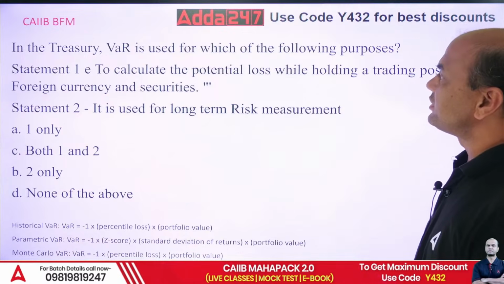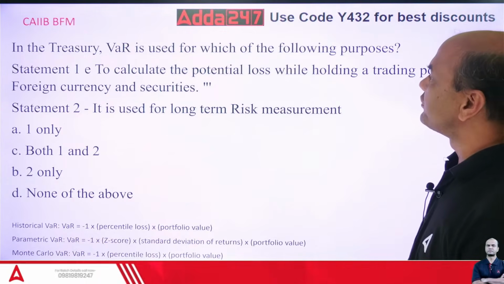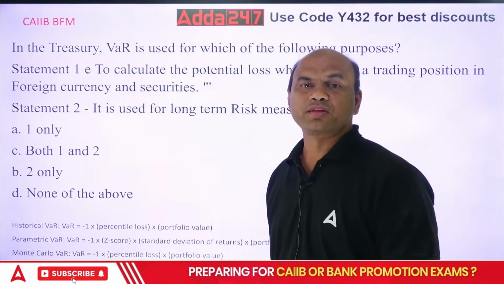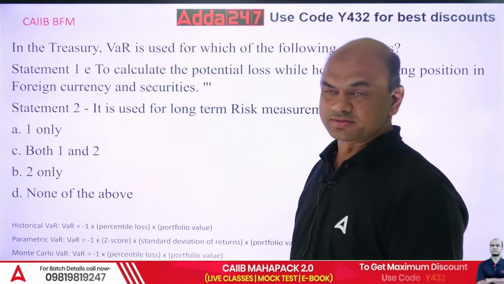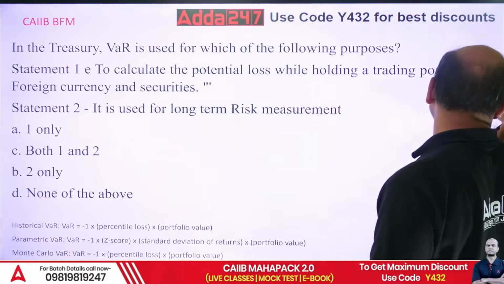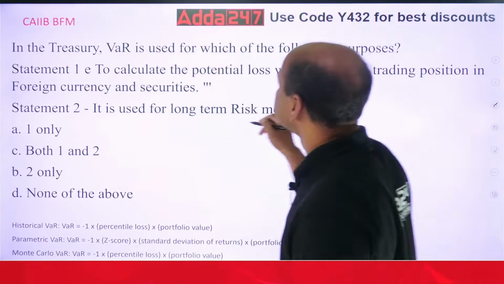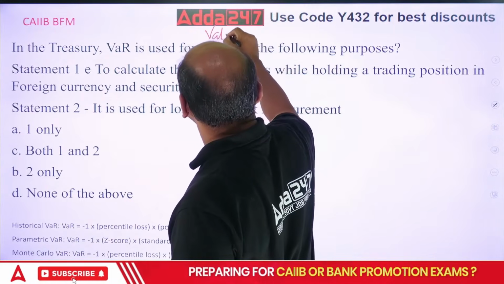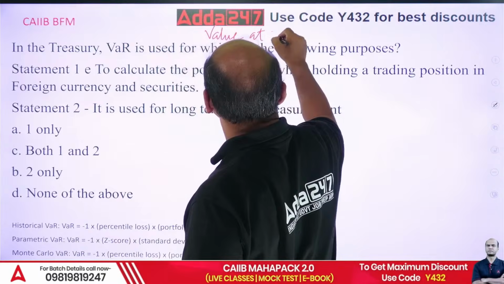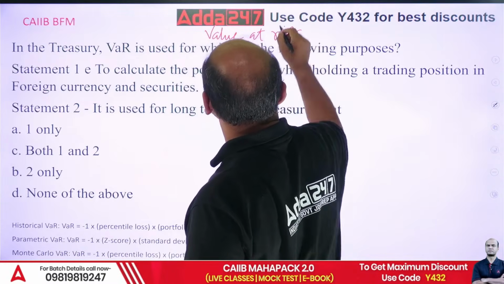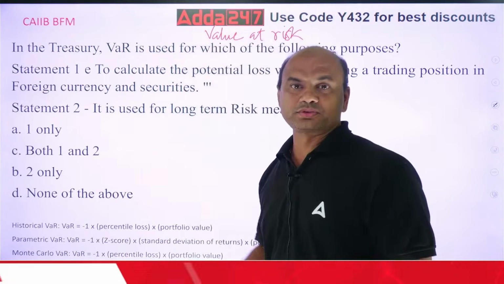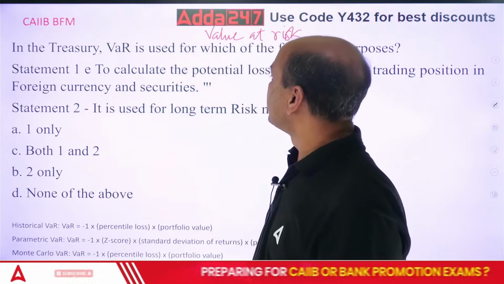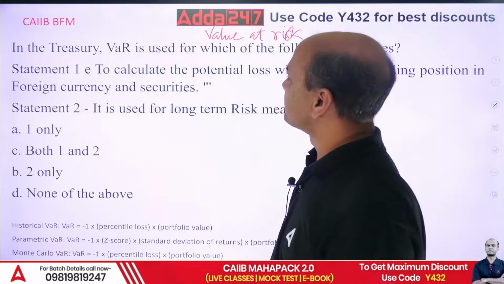In the treasury, VAR is used for which of the following purpose? Firstly, what is VAR? VAR is value at risk. VAR means value at risk. I'll write it over here, value at risk. That is VAR. It is mainly used in your market risk. So VAR is used for the following purpose.